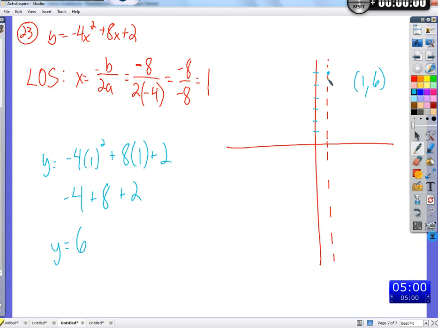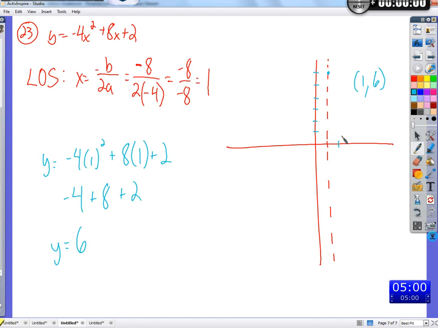0, 2 wouldn't be bad, and 2 would be a good choice because it's right here, right? This x value is 2. But look at this. If we do plug in 0, and we figure out what that y value is, then we get 2 for free, right? Because it's symmetrical.